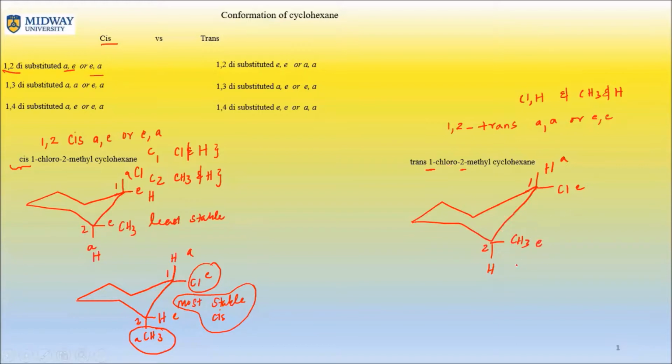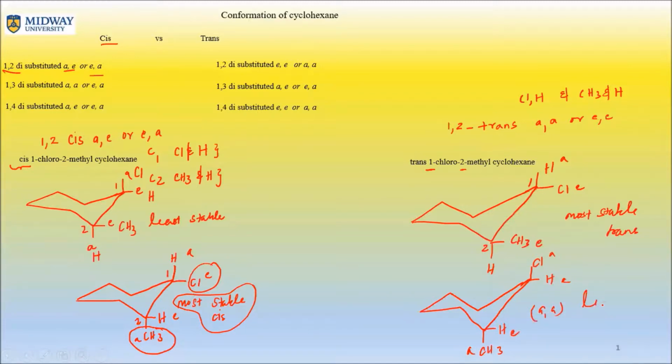So this is di-equatorial. This is the most stable trans. This will be highly unstable, because both of your big groups are in the axial position. So this is probably the least stable of all of them, including the cis. So this would be Cl, H, and then methyl and hydrogen. This is axial, equatorial, axial, equatorial. So this is diaxial, least stable.